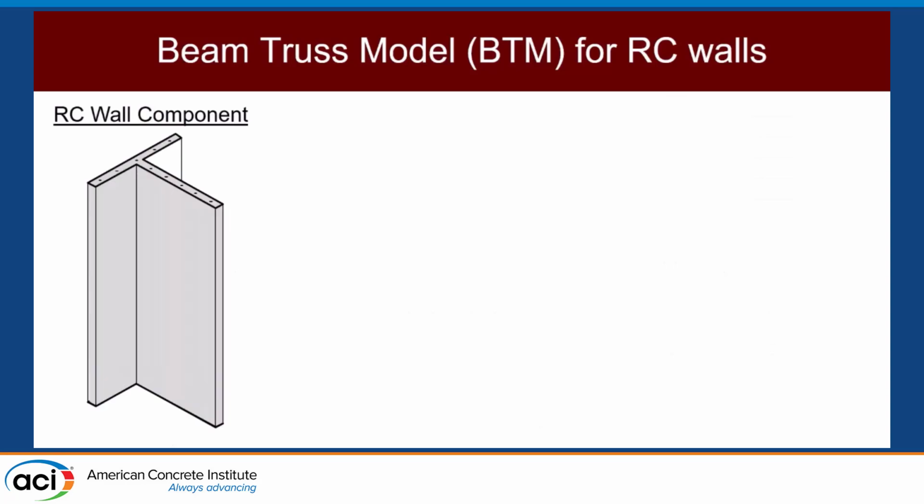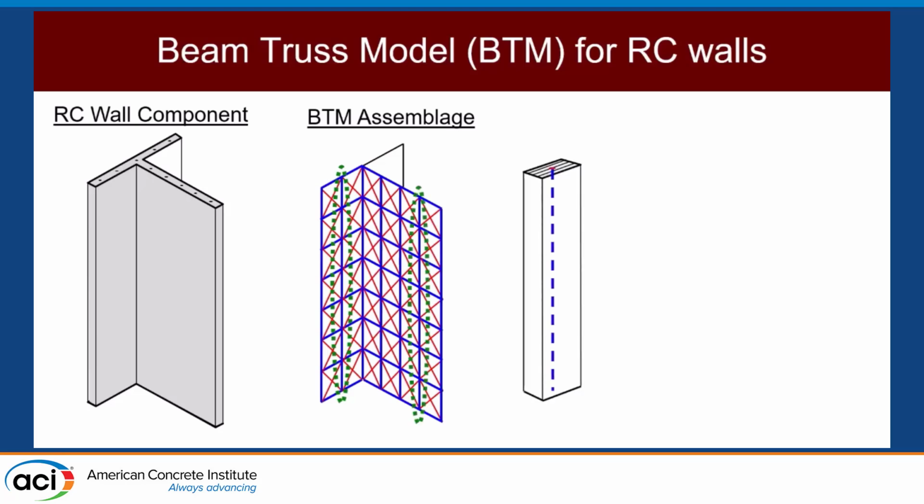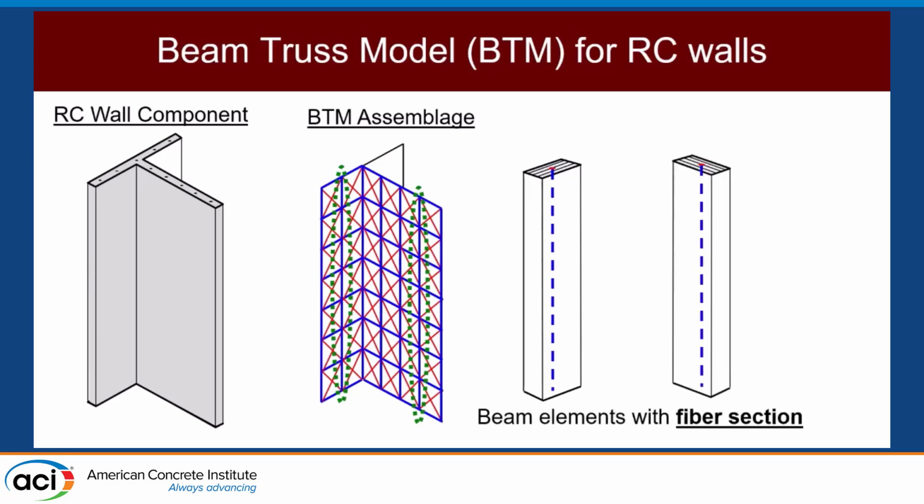So here's an example of an RC wall component one engineer might want to build in a model. And this is how you might use the BTM-Shell elements to create this model. Looking a little bit closer, these vertical beam elements are fiber elements. So they have reinforced concrete constitutive laws and steel laws amassed in a fiber section model, which provides the through thickness flexural resistance.